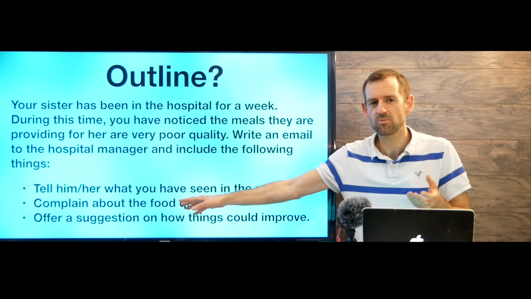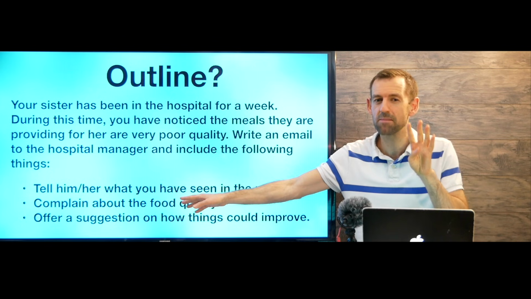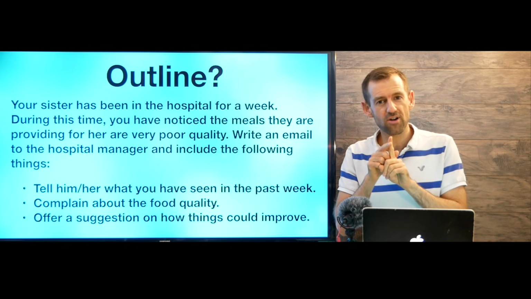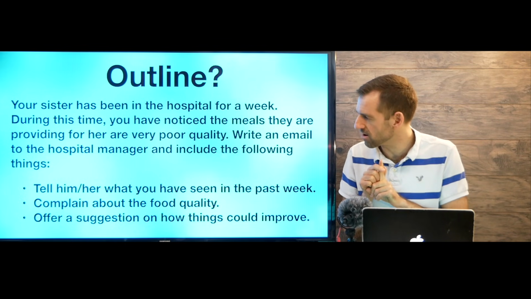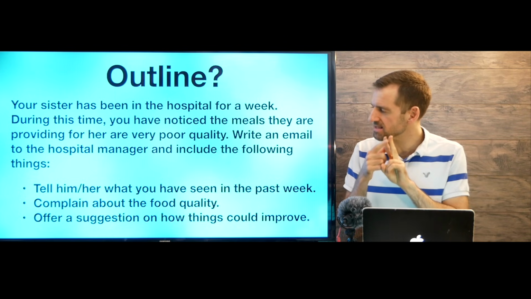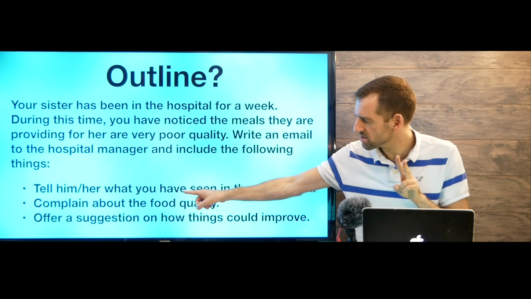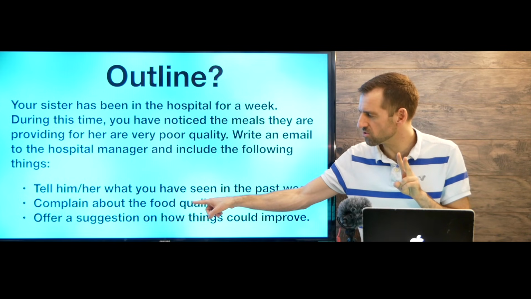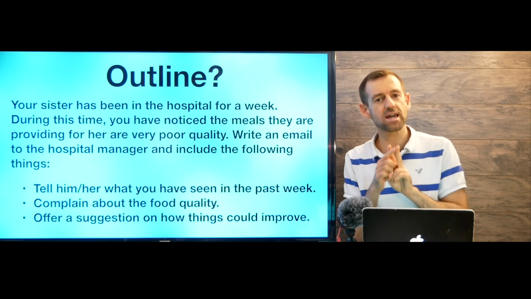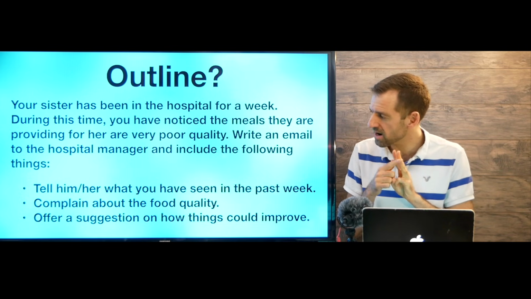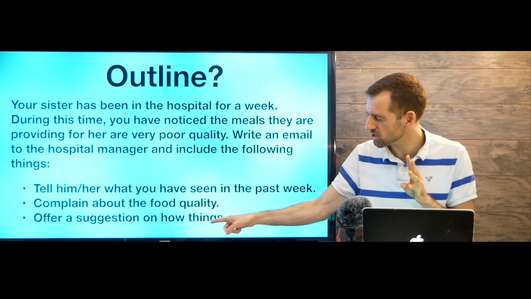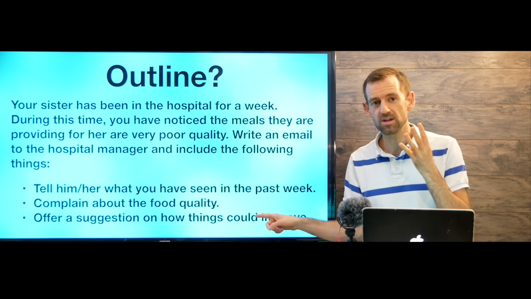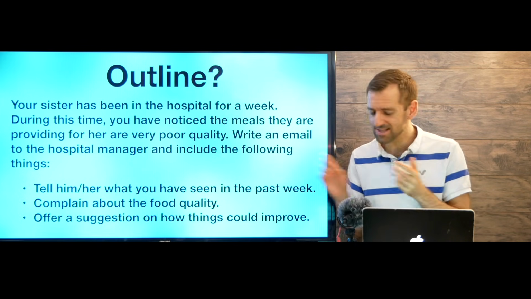Now remember there are 4 paragraphs in my model. So how are we going to put this into 4 paragraphs? Well, the first paragraph is going to be our introduction paragraph. Then in the second paragraph, I would put what you've seen in the past week and complain about the food quality. I would put both those things in the second paragraph. And then in the third paragraph, I would offer a suggestion on how things could improve. And the fourth paragraph will be the conclusion. So that's how I would do it.